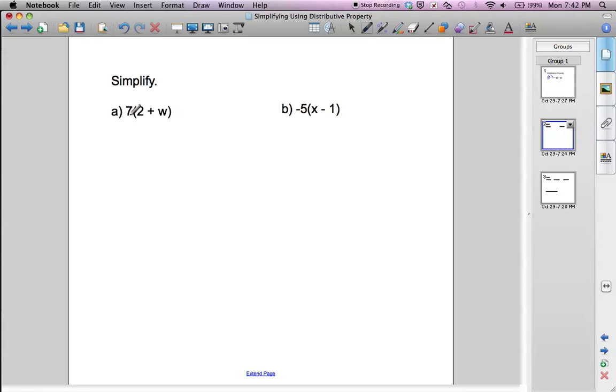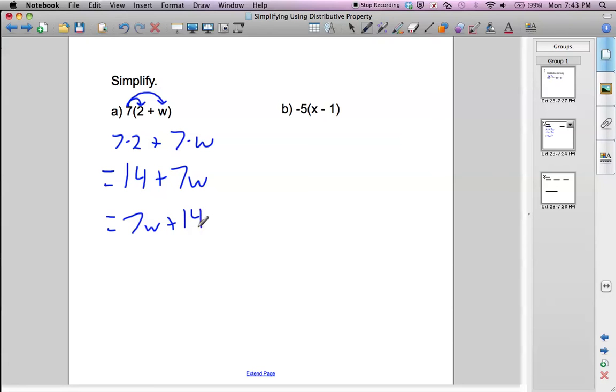So in this example, what we can do is take the 7 and distribute it about this binomial here. So you're going to do 7 times 2 plus 7 times w, and you get 14 plus 7w. And you can rewrite that as 7w plus 14 if you want to write it in the correct order.